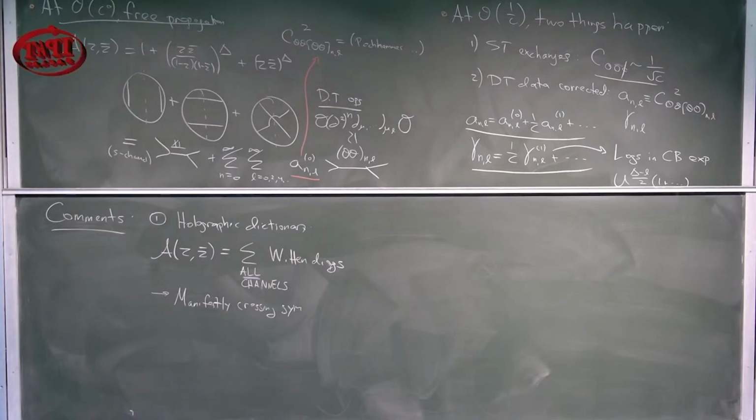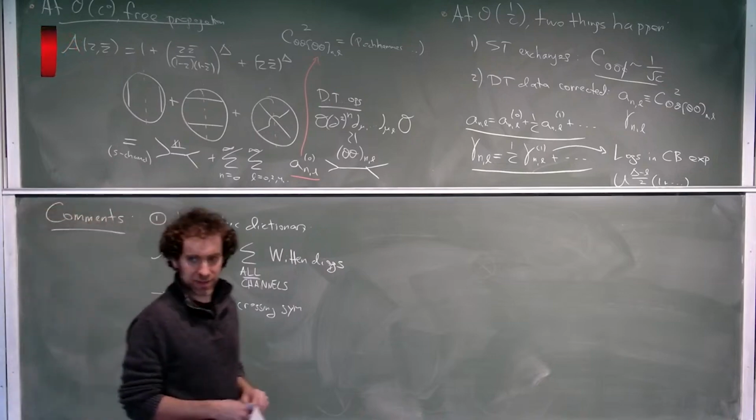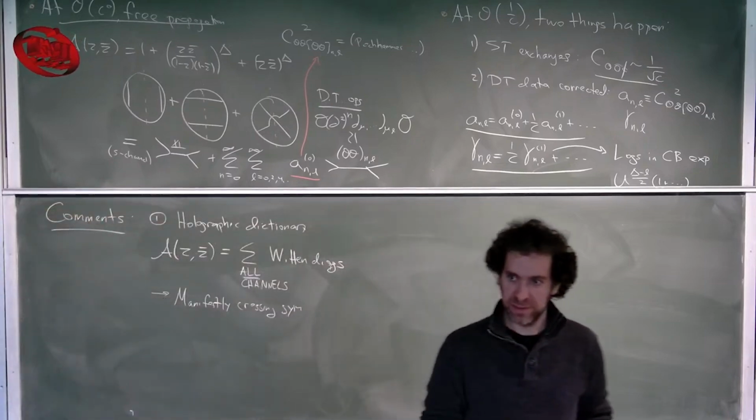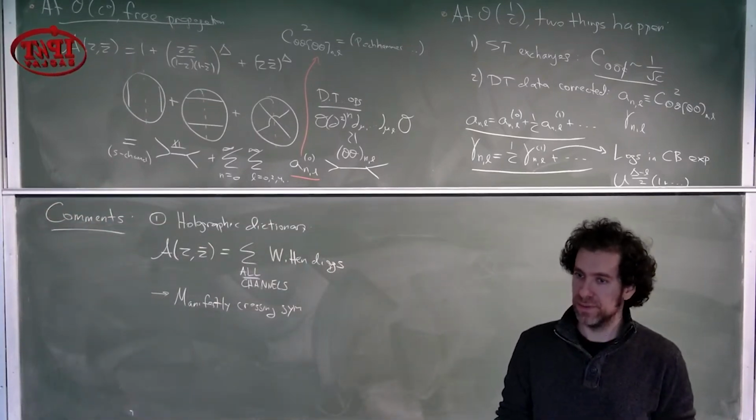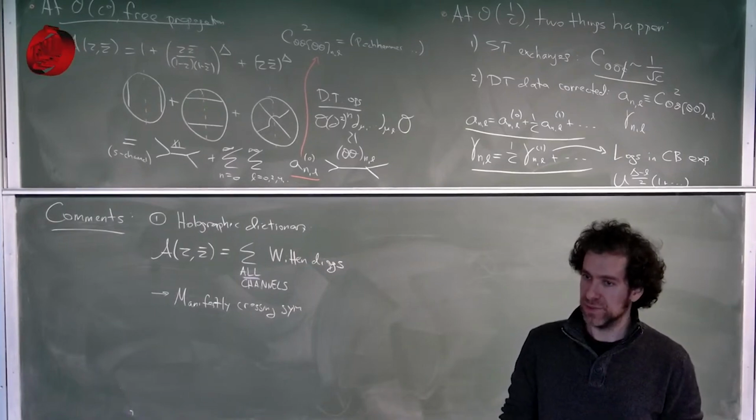Like in field theory, individual diagrams are not crossing symmetric, but the object you construct is. On the boundary, we don't compute correlators in a way that's manifestly crossing symmetric. This is interesting. What do we not understand?